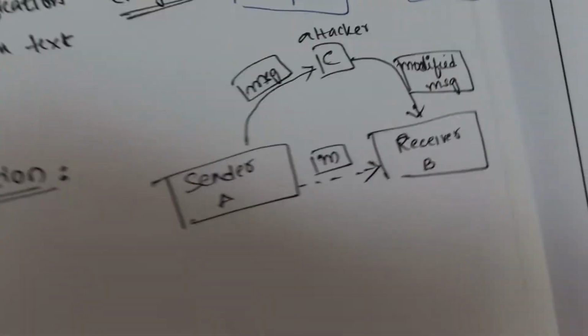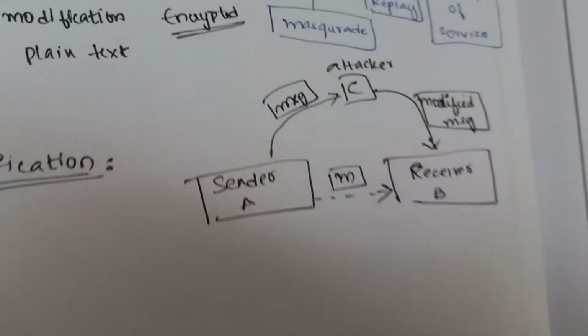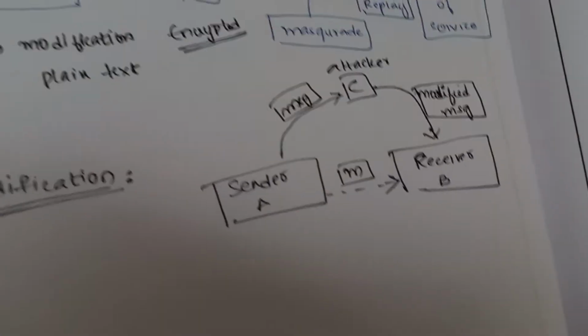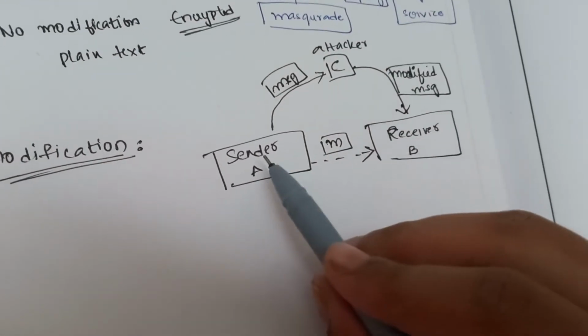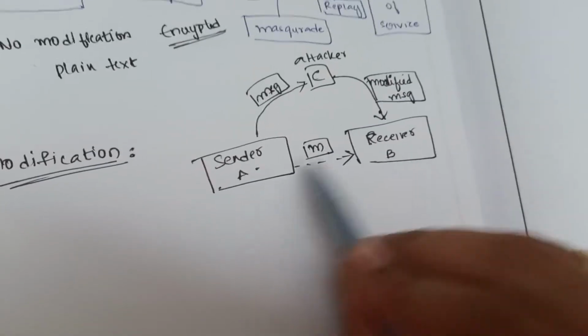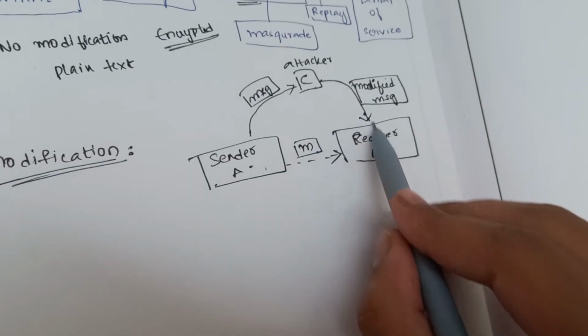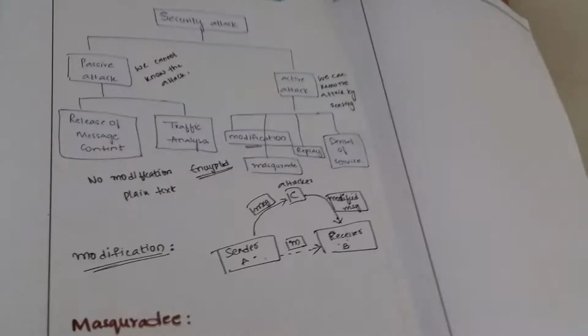So this is the modification attack under the active attack of the security attacks. The message is sent from the sender to the attacker, the attacker modifies the message, and the modified message is received by the receiver.